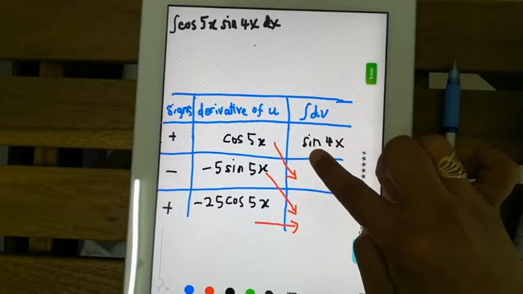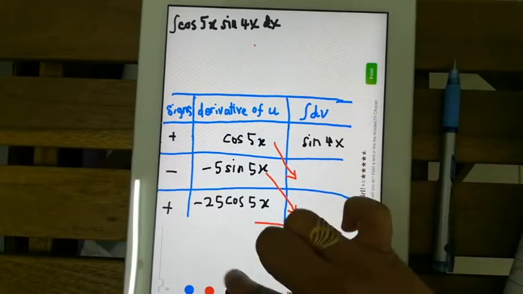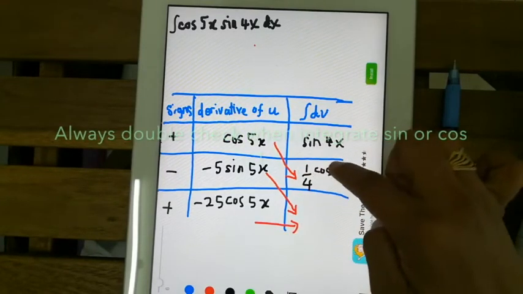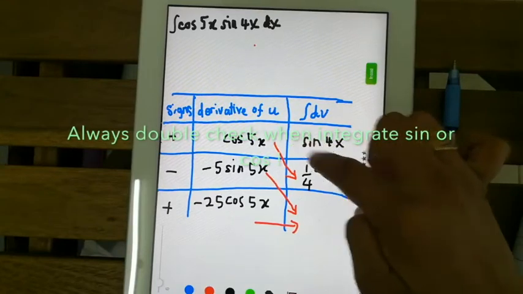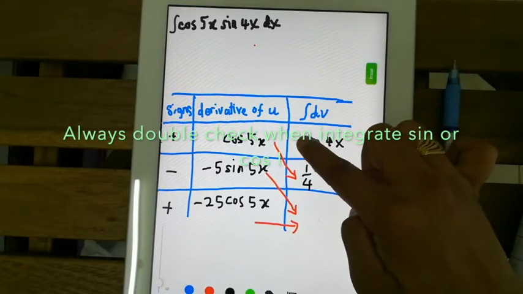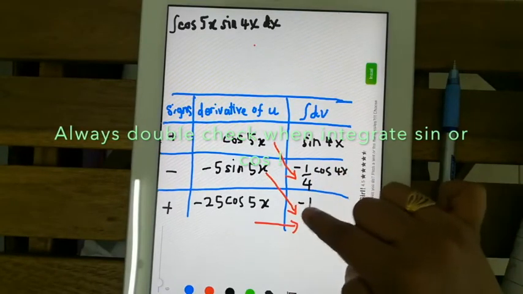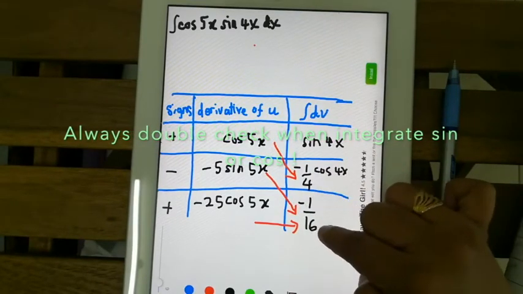As for this one, sine 4x, if you integrate it, you will get 1 over 4, okay, this one is cos 4x. Since there's no negative here, because we know that if you differentiate cos, we get negative sine, there's no negative sign here, so we have to add negative over here. And then proceed, this will become negative 1 over 16, 4 times 4 is 16.